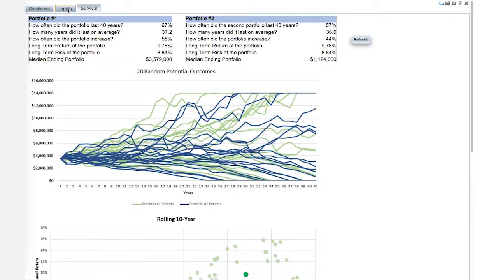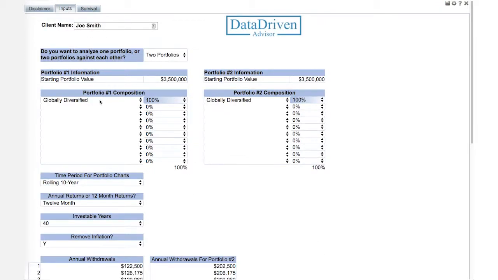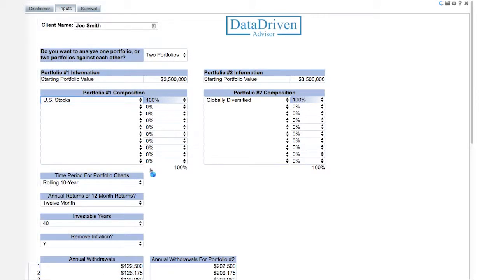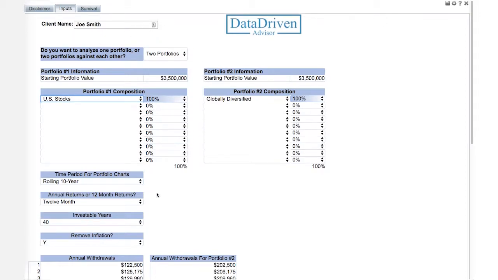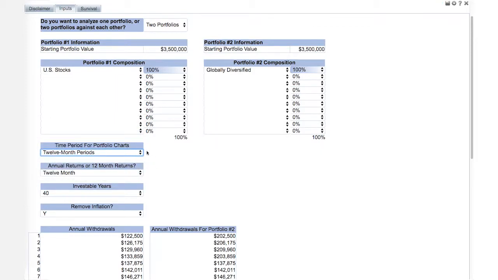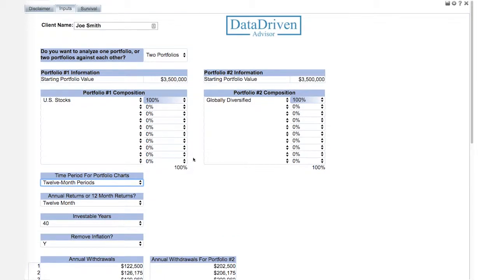If we go back to the inputs page, what's also interesting is comparing different portfolios to each other. So if we look at US stocks versus a globally diversified portfolio, and we could come down here, instead of rolling 10-year periods, it's interesting to look at 12-month periods to see every single 12-month period. There are almost 600 of them to look at.